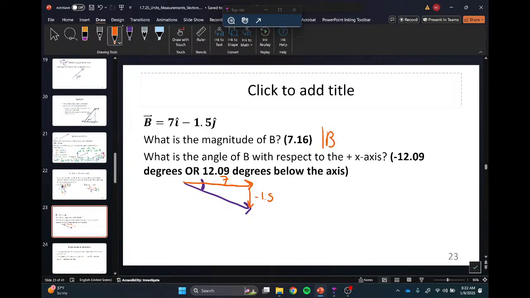I'm also going to show you all some notation. These lines represent magnitude, kind of like absolute value signs. When you see these, they represent the magnitude of B. So if we want to find the magnitude of B, we'd write it this way. With the two sides, it's 7 squared plus negative 1.5 squared. If you plug that into your calculator carefully, you get 7.16.